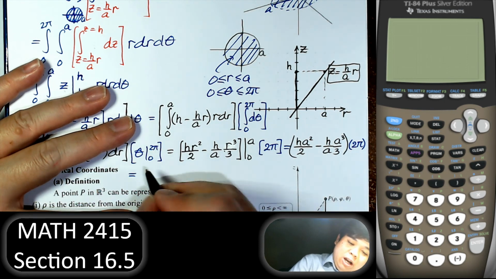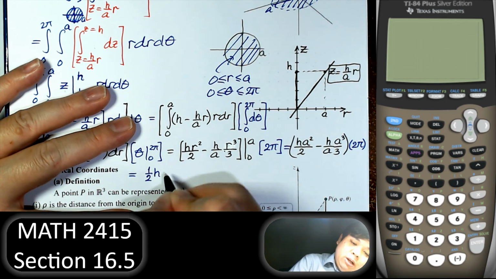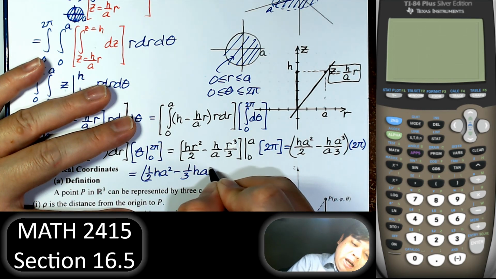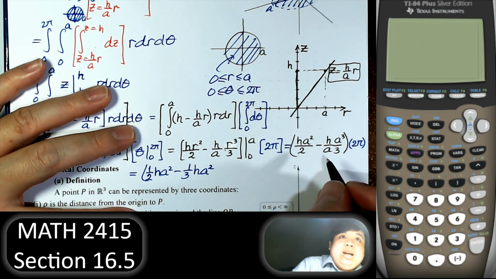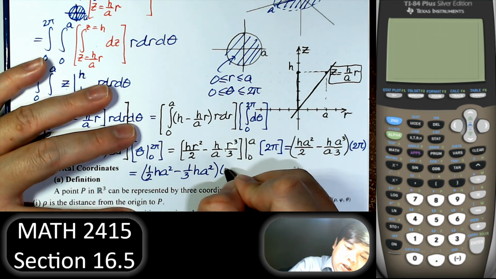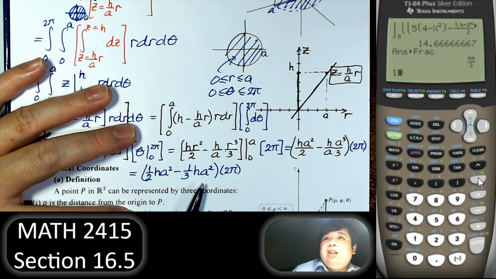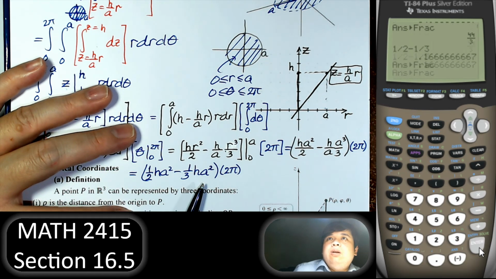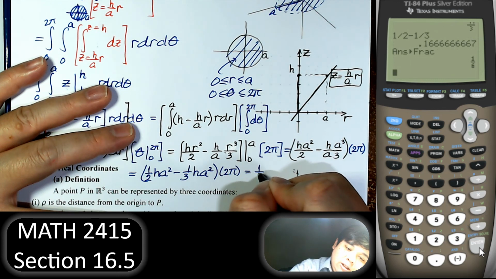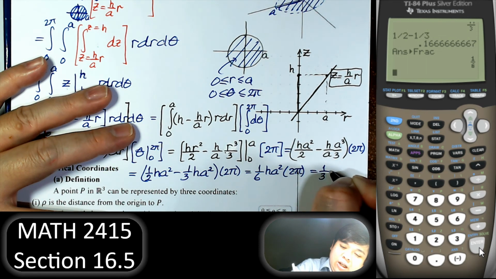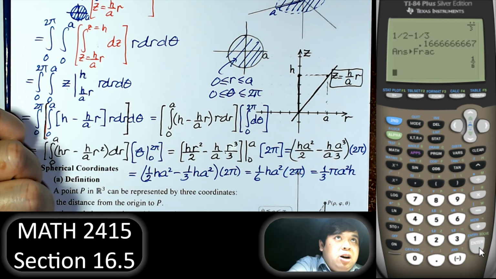A cubed and a cancel out, we have 1/2 h a squared minus 1/3 h a squared. A cubed and a cancel out, we have a squared, and then 2 pi. Those two are the same. 1/2 minus 1/3 is 1/6. So we have 1 over 6 h a squared times 2 pi, which gives us 1/3 pi a squared times h. So that is the volume of the inverted cone.